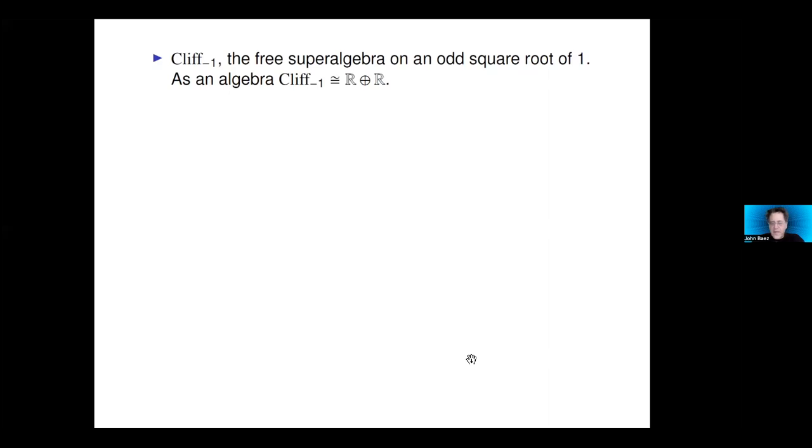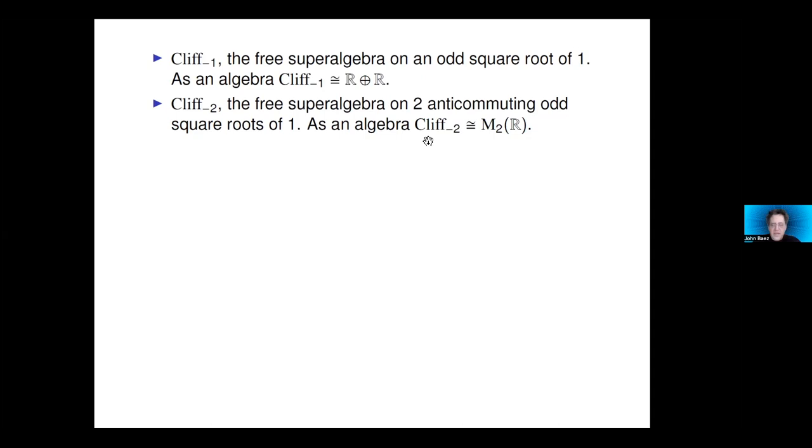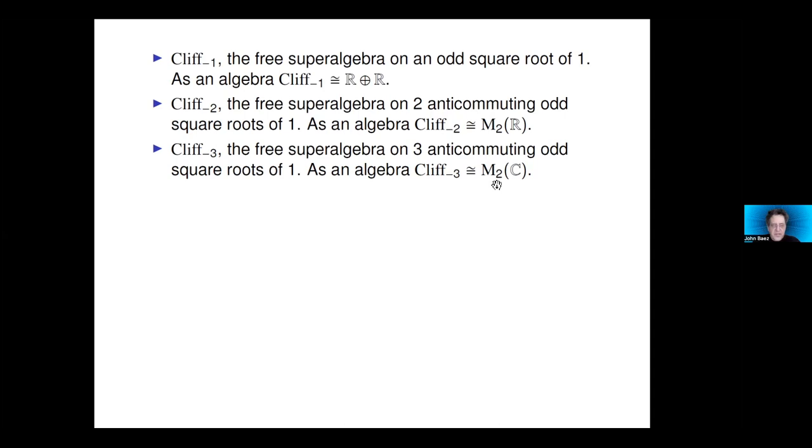We could have thrown in square roots of plus one. So we could look at the free superalgebra on an odd square root of one, and that's the algebra R direct sum R. We could throw in two, and then you get an algebra, which is the 2x2 real matrices. You could throw in three and you'd get 2x2 complex matrices. So all of these are also superdivision algebras.